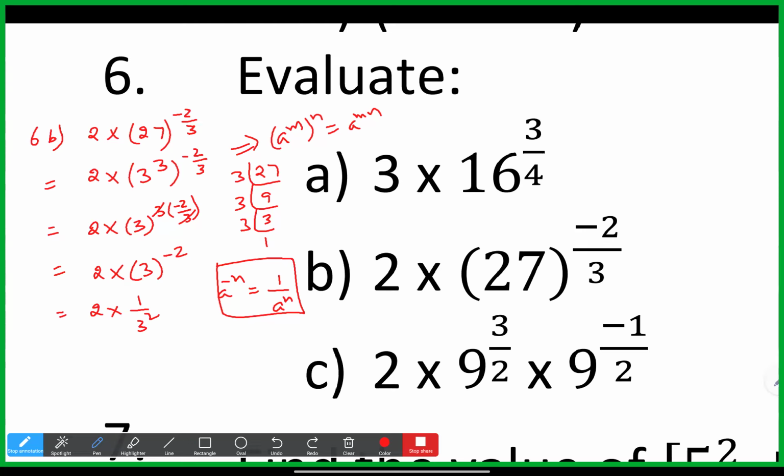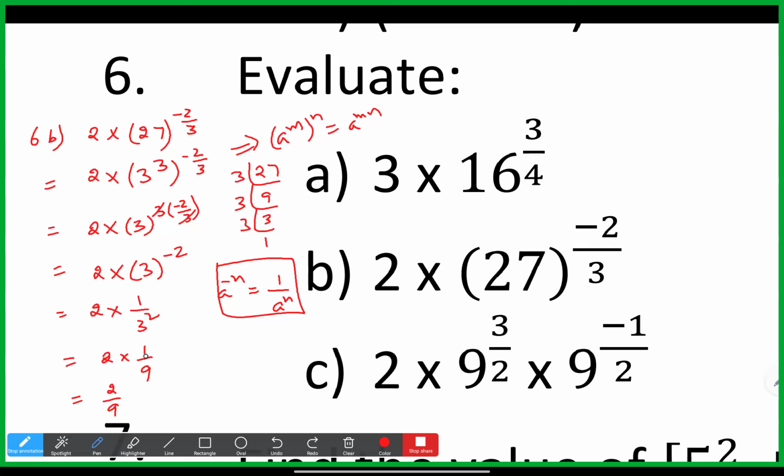So directly I'm keeping 2 for 3. Yes, sir. So 2 into 1 by 3 square is 1 by 9. Yes, sir. So 2 into 1 by 9 is 2 by 9. Yes, sir.